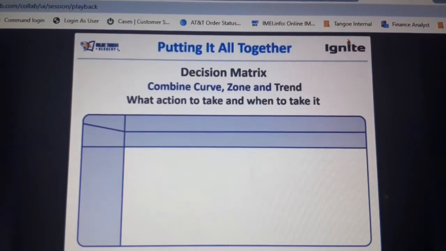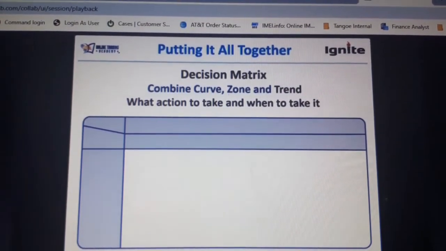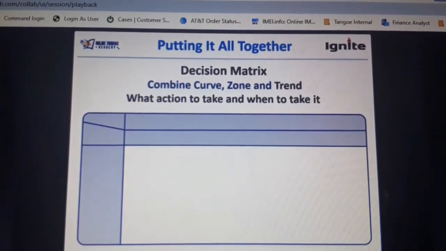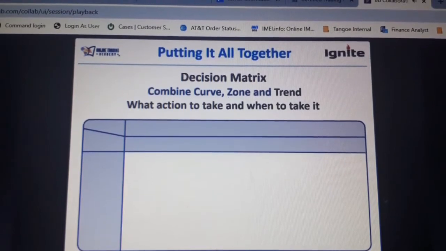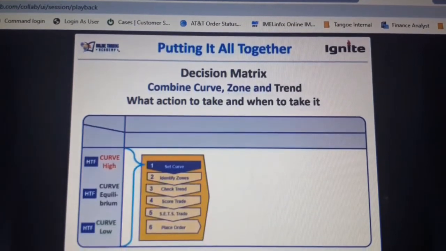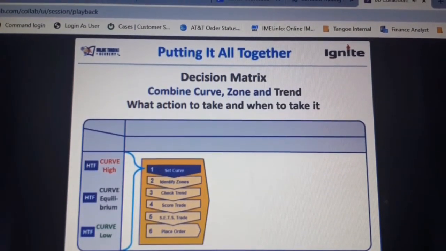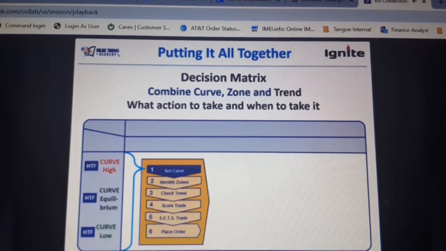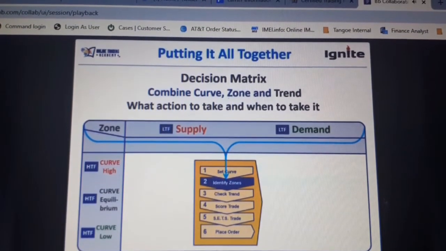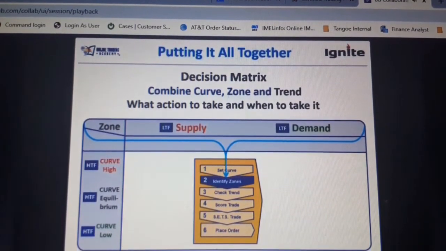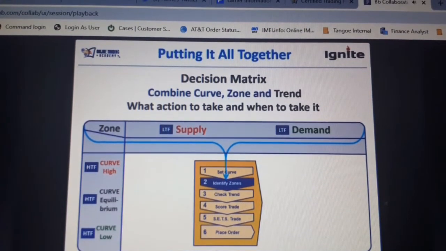So now what action to be taken by us? Now we will combine curve, zone, and trend and see what action needs to be taken and when to take it. So let us see. First, what is the slide telling you? You first set the curve. So we have set the curve. Now second it's telling you is you go on a lower time frame and identify your zones. This is what the slide is telling you.